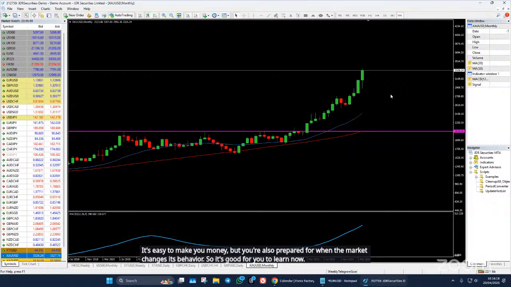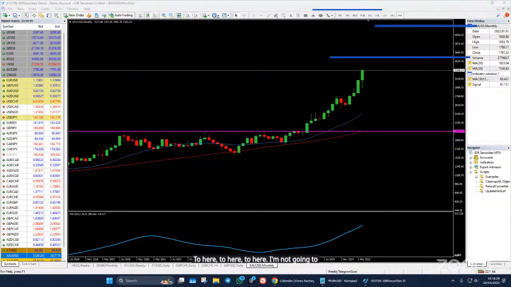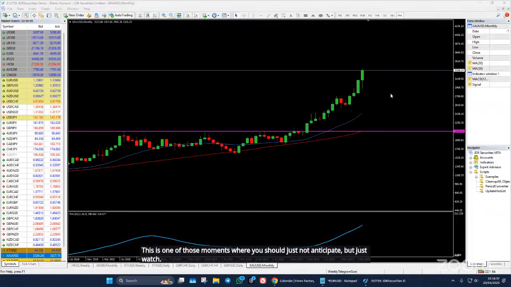So here's what I'm going to do with regards to gold. I'm not going to presume to think where it's going to turn around. I'm not going to presume to think that it could go up to here, to here, to here. I'm not going to presume to think that it can't go further. This is one of those moments where you should just not anticipate, but just watch. However, until I see signs of it, I'm just going to continue to look for buying opportunities. That doesn't mean you won't have losing trades. We can have losing trades because it does a 4-hour correction, but then keeps going. We can have losing trades for various reasons, but we could be right about the direction.